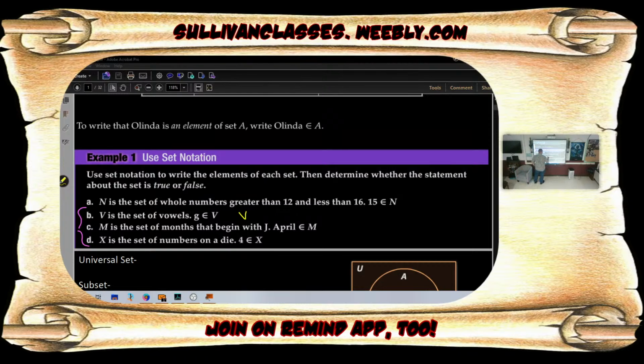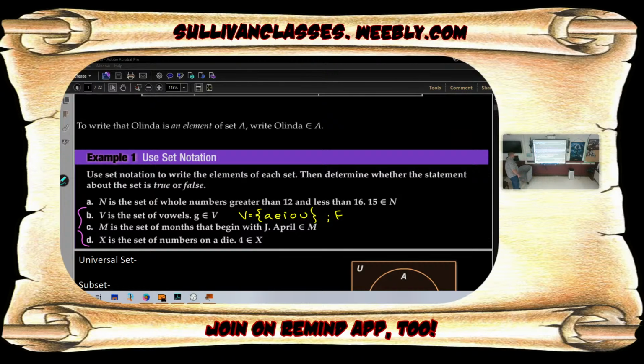Okay, V is a set of all vowels. It should look like the phonetic pronunciation if you kicked a guy in the nethers. A, E, I, O, U. Is G an element of V? No. Is G an element of this set? Is G in this group? So why'd you put that? False.